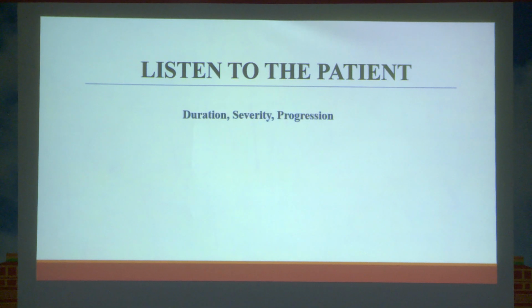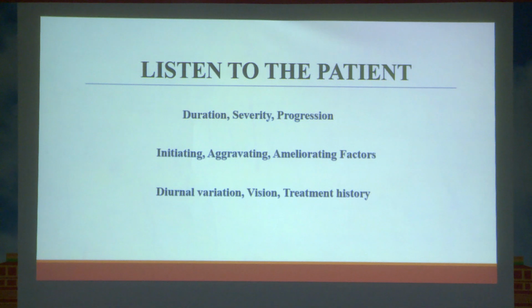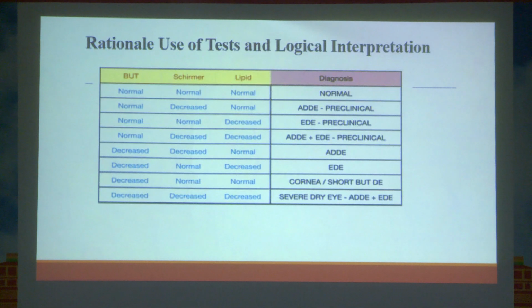We should ask about the duration, severity, progression, the initiating, aggravating, and the ameliorating factors, the diurnal variation, vision, treatment history, and systemic history. OSD as such is not a condition that will be cured 100%. It is a chronic disease and it has to be taken in that way. There are relapses and remissions, so we have to teach the patient like that. We should use these tests rationally, the BUT, Schirmer, and the lipid.